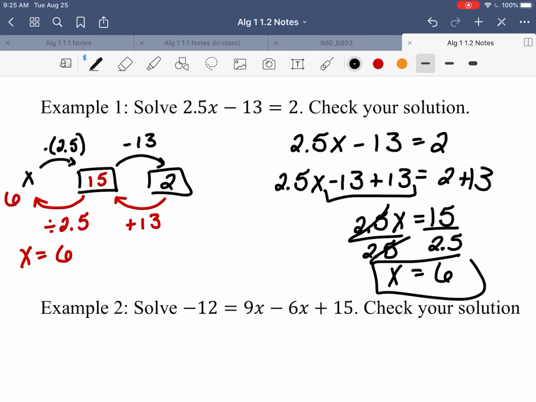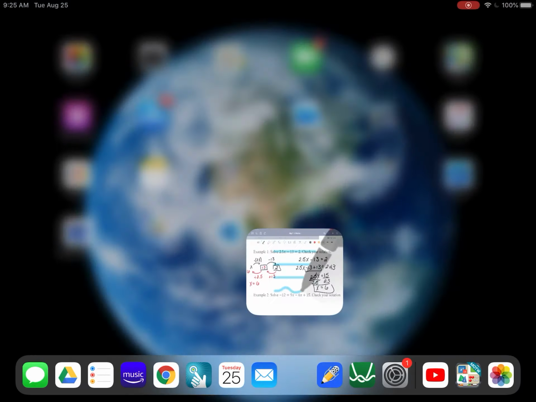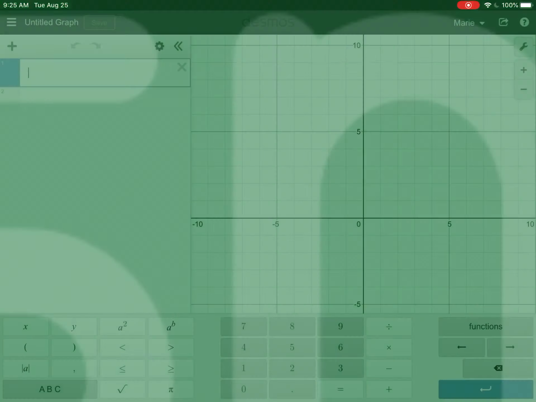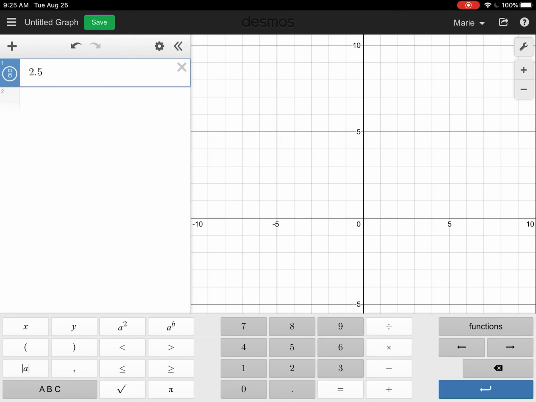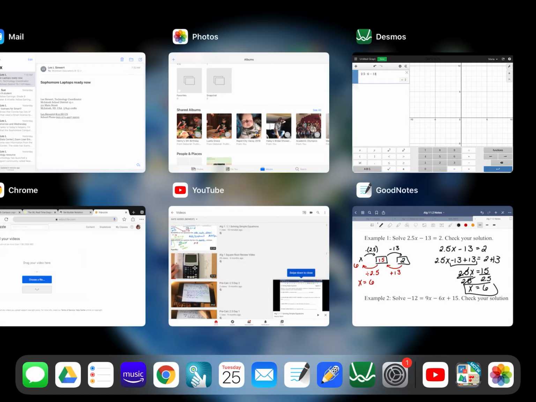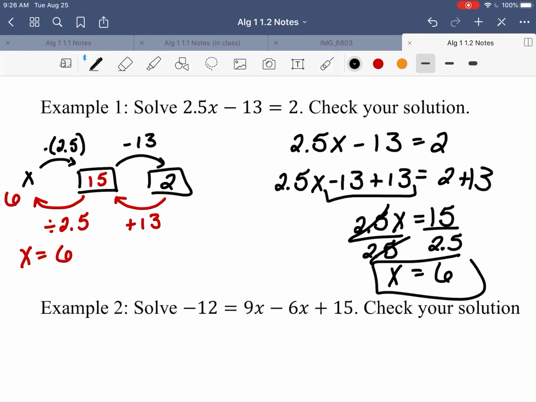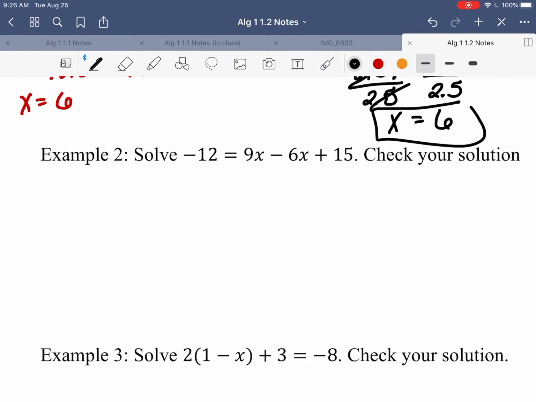Circle it. We want to double check it, make sure it works. So I'm going to use my calculator here, which I don't have one up here, so I'm going to use Desmos, and we need to take the 2.5 times 6, subtract 13, and I do in fact get 2. Okay. All right, so now let's go ahead and do another one.